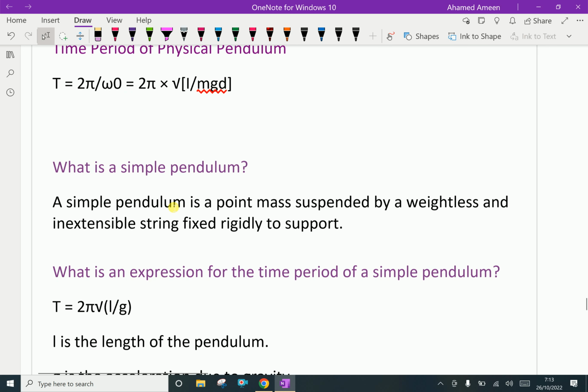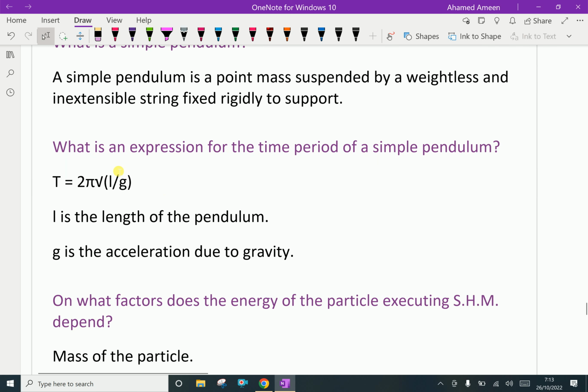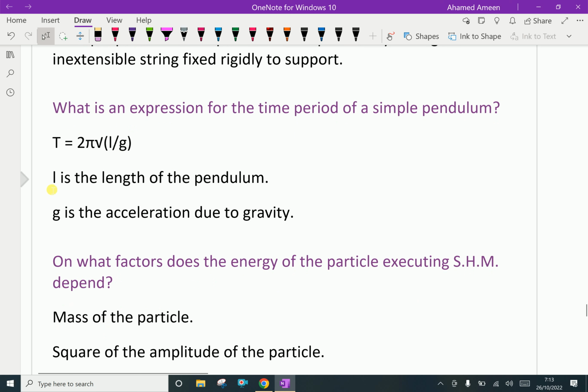Now let us discuss some frequently asked questions about the simple pendulum. A simple pendulum is a point mass suspended by a weightless and inextensible string fixed at a rigid support. So this is a simple definition of a simple pendulum. What is the expression for the time period of a simple pendulum? The time period is 2 pi root of L by g, where L is the length of the pendulum and g is the acceleration due to gravity.